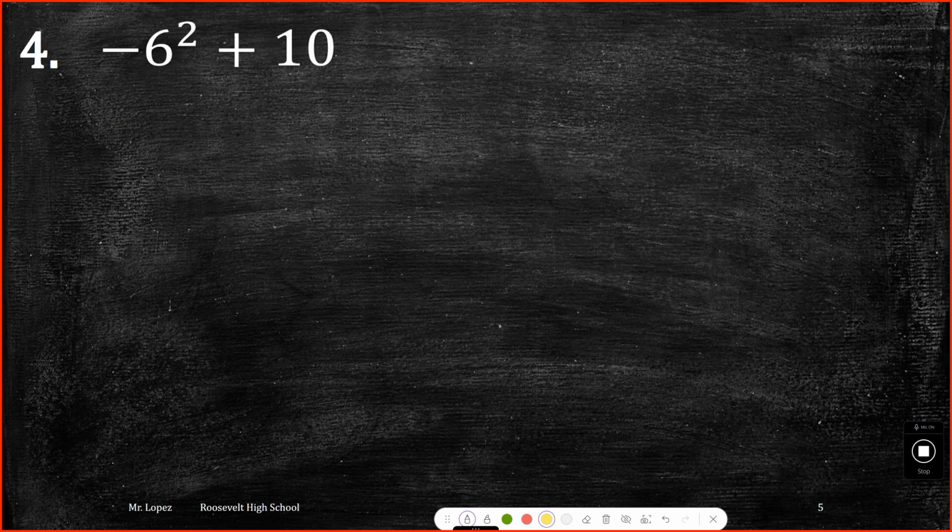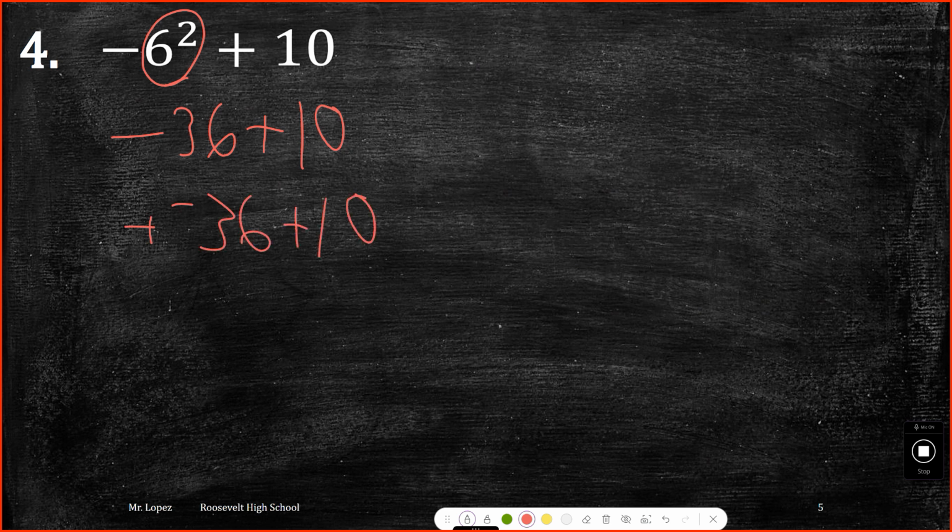Pause the video, do this one. All right, so now, man, if you are not changing, you're not listening. If you're getting this wrong, this is just 6 squared is 36, minus 36. Again, don't get confused, because this could be plus a -36, the same thing, plus 10. So -36 plus 10 is -26.